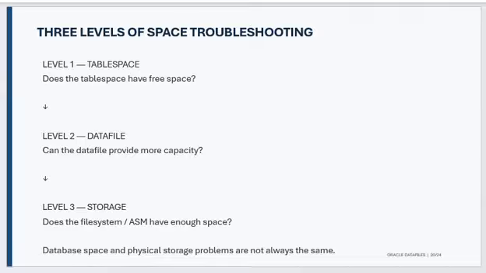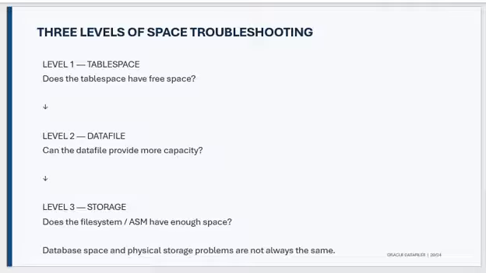So this gives us three different levels of troubleshooting. First, does the tablespace have free space? Second, can the data file provide additional capacity? And third, does the underlying storage have enough capacity or free space available? These are different questions. For example, you may have a tablespace with a data file of 500 GB. The data file itself may be almost full, but the file system may have 300 GB of free space. In that case, we may need to extend the data file.